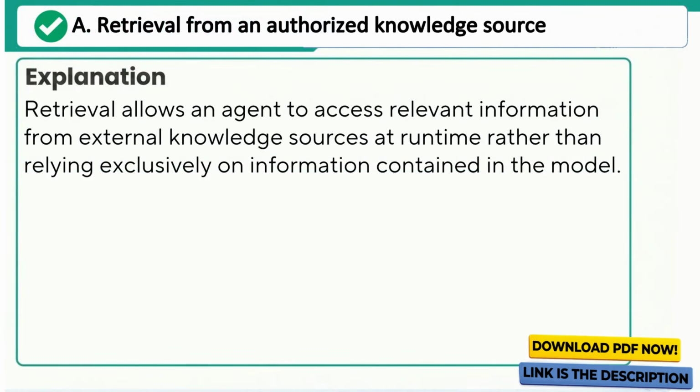Correct answer. A. Retrieval from an authorized knowledge source. Explanation. Retrieval allows an agent to access relevant information from external knowledge sources at runtime, rather than relying exclusively on information contained in the model.